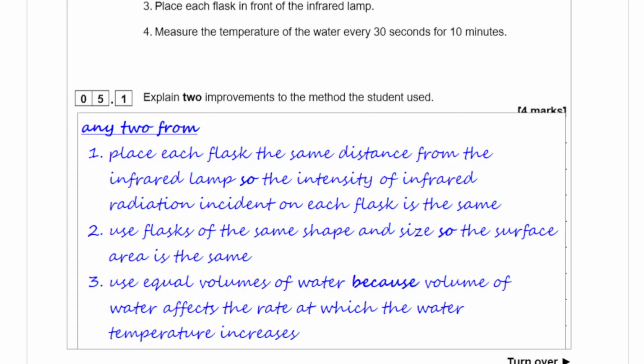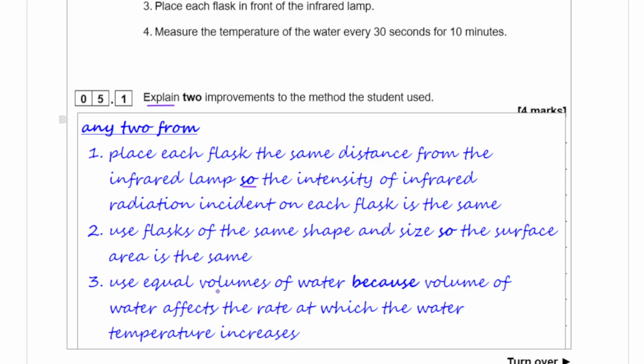Place each flask the same distance from the infrared lamp. Because remember, it's a 4-mark question. Explain, you have to explain why you're doing it. So the intensity of infrared radiation incident on each flask is the same. You don't have to use the word incident, as long as you say the intensity of the infrared radiation received by each flask is the same.